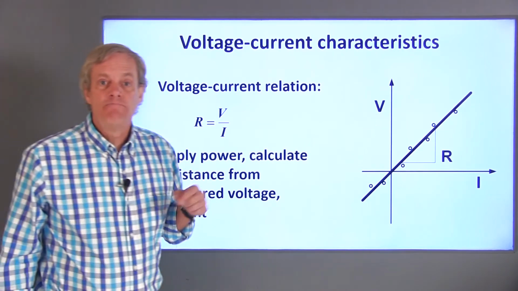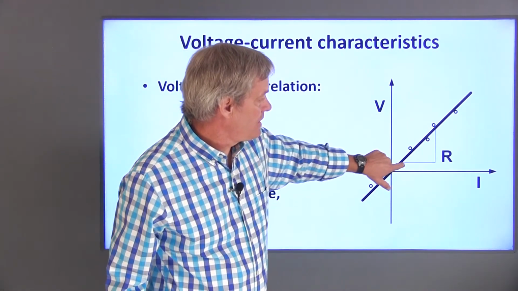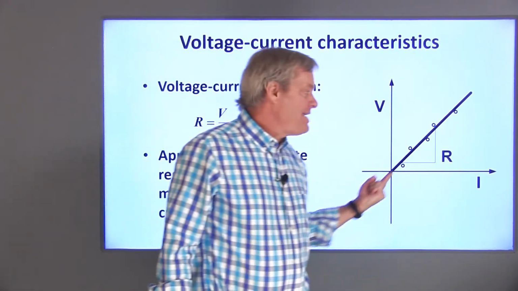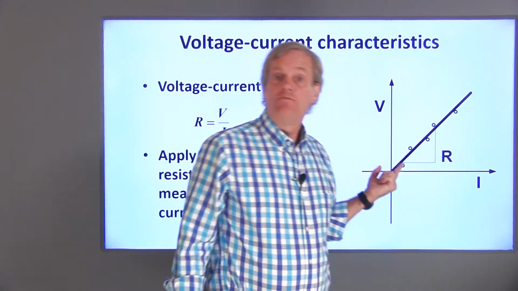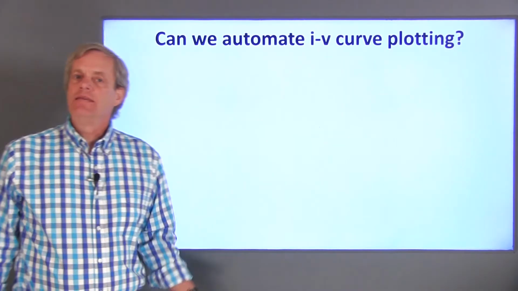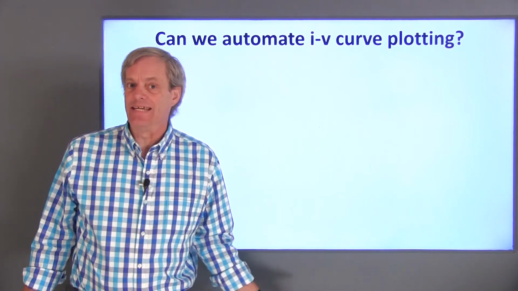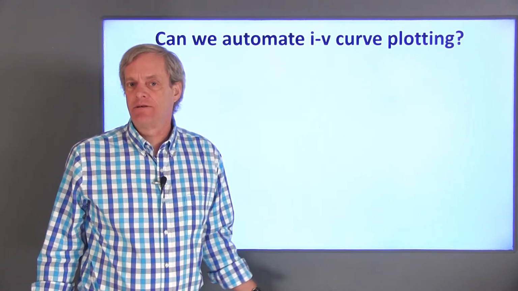Another and possibly better approach is to plot the various combinations of voltage and current against one another. Then we can draw a line that we think best fits the data. The slope of that line will give us the resistance. Individually measuring a large number of voltage and current combinations is pretty tedious. Luckily, there's a way to more or less automate plotting these characteristics.